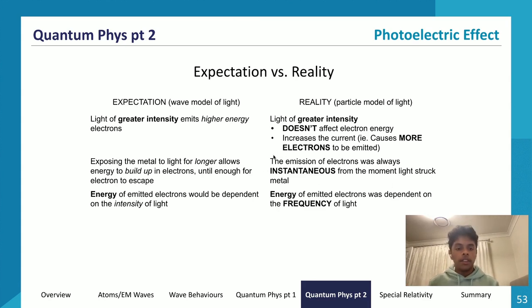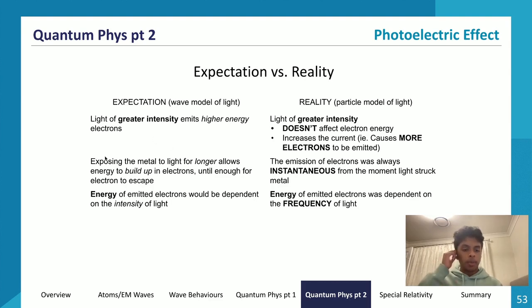Then we'll look at the next point, which is what we said: that if we expose the metal to light long enough, we would build up energy in the electrons so that they would escape eventually. Well, that's false as well, because the emission of electrons was always instantaneous from the moment light struck the metal. So it was either the photon wasn't absorbed at all because it didn't have enough energy for the electron to leave, or the photon did have enough energy for the electron to leave, so it was fully absorbed. So no matter how long we shoot out photons, if none of them have enough energy for the electron to leave, then none of them will be absorbed, following the all or nothing principle. So we're doing nothing, basically.